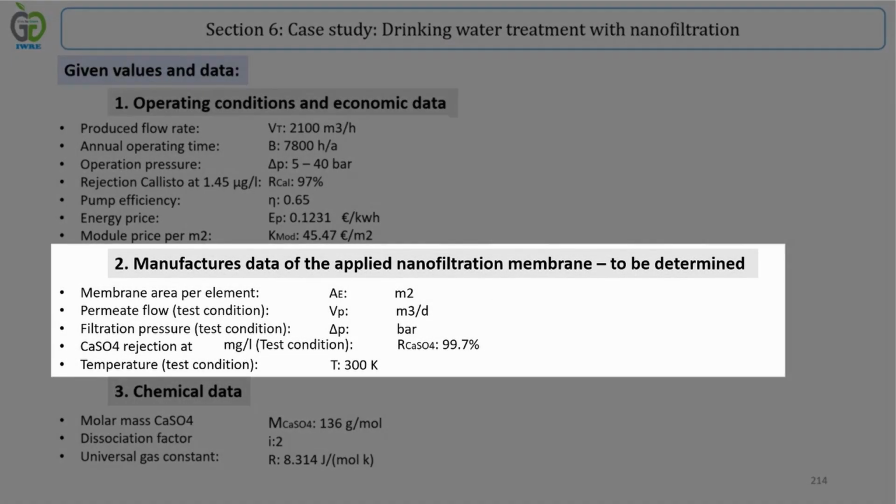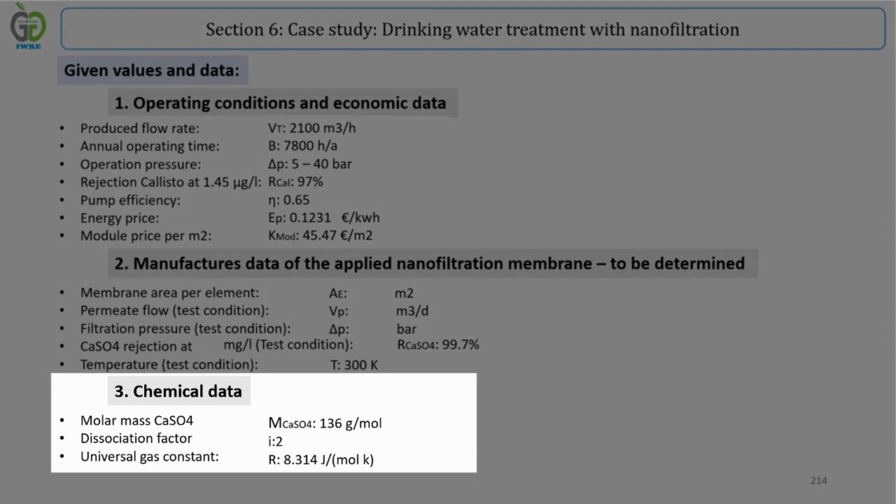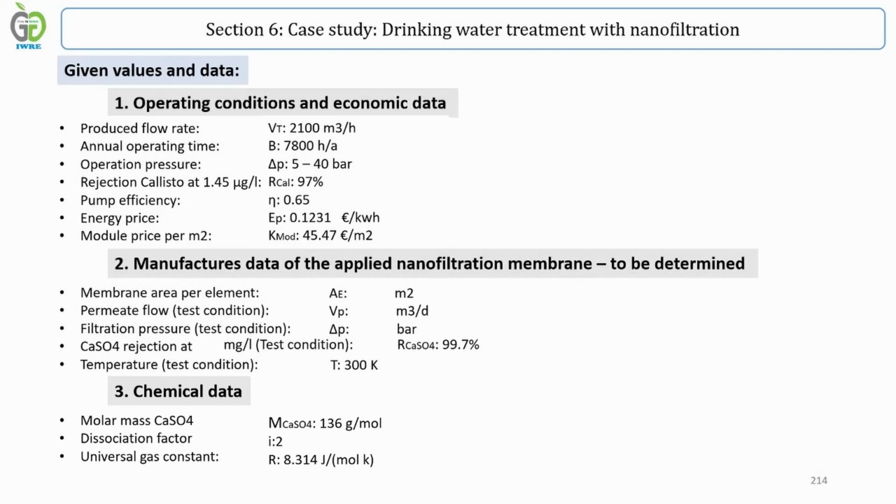Second, manufacturer's data of the applied nanofiltration membrane. This data can be determined from the test condition after the determination of the module, such as membrane area per element, permeate flow, filtration pressure, calcium sulfate rejection, and temperature. Third, chemical data such as molar mass of calcium sulfate, dissociation factor, and universal gas constant, as you can see in this data here.